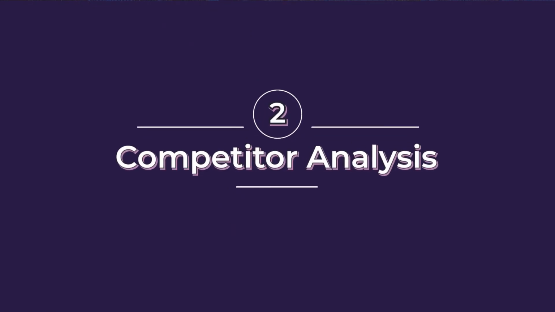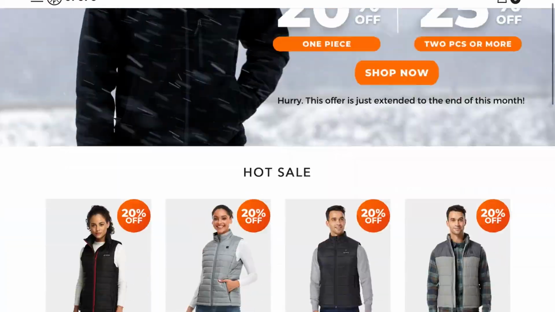Step 2, competitor analysis. Look at your best competitors and see what they are doing better than you. Compare your website to theirs and implement everything that makes sense. Chances are that your competitor has already done most of the optimization work. And if they're still in business, it means that they got their numbers right.